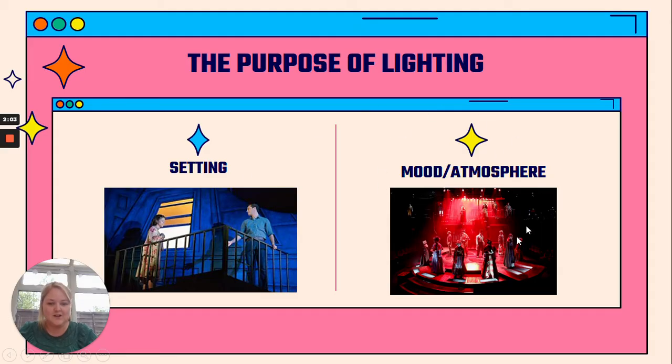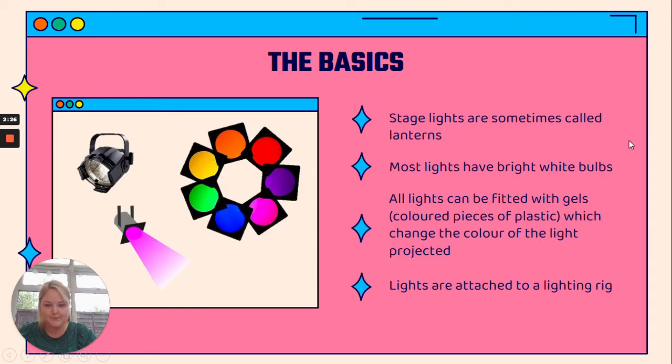On the right-hand side, we're looking at mood and atmosphere, to set the kind of scene. Here we have a production of Sweeney Todd, where the lighting is very much dominated by a red colour, and we imagine that this is a tense scene or that something very dangerous is about to happen, and it gives the audience an idea of what the atmosphere is like in this particular part of the play.